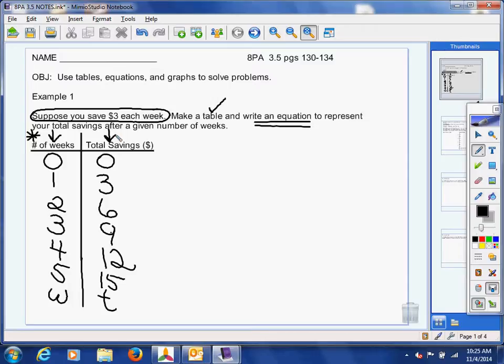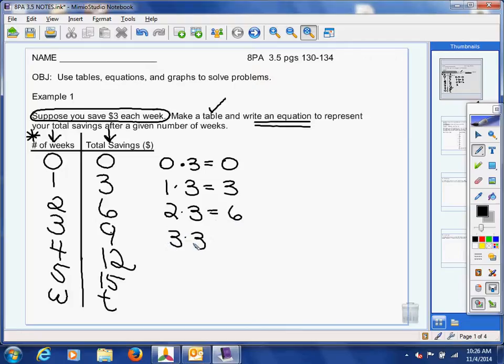I don't mean going down the Y column or the right column. That's okay. So what did we do here? 0 times what is 0? 1 times what is 3? 2 times what is 6? What pattern do you see? Multiply by 3. So that's how we got it. 0 times 3 equals 0. 1 times 3 equals 3. 2 times 3 equals 6. 3 times 3 equals 9.